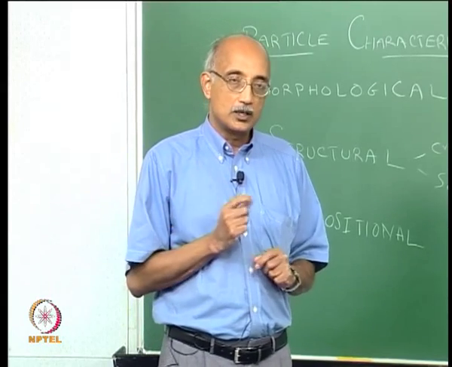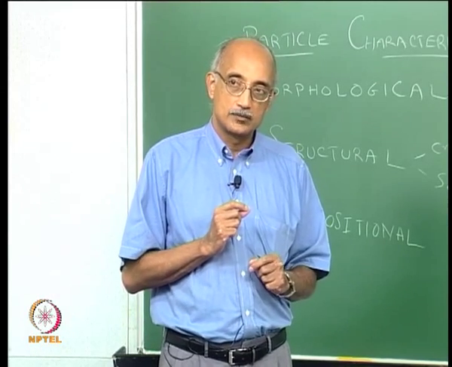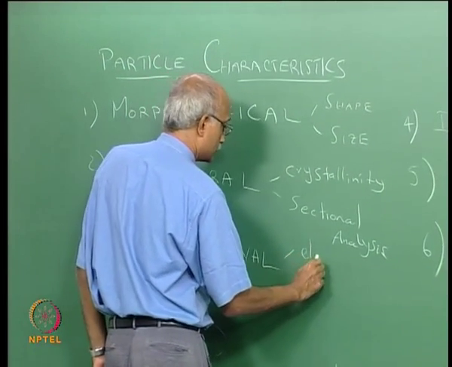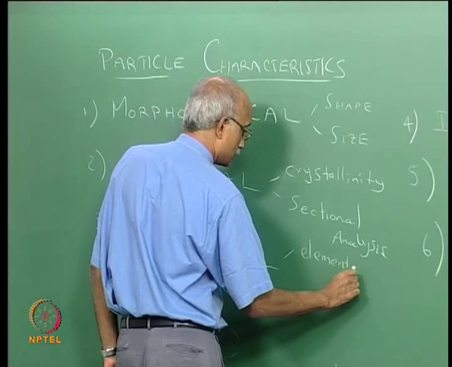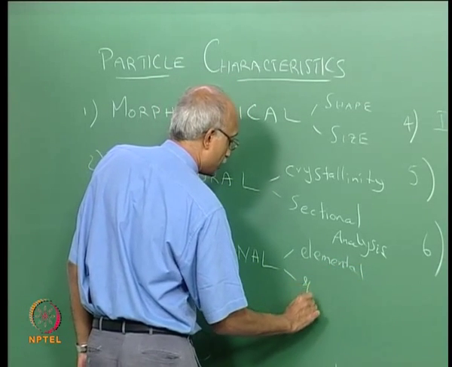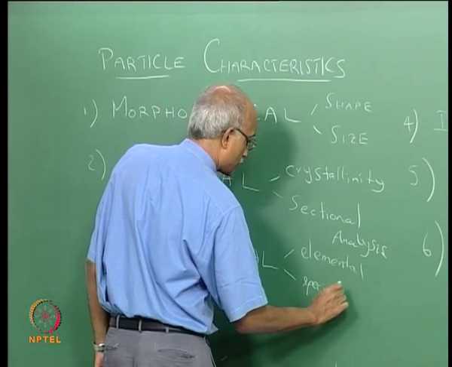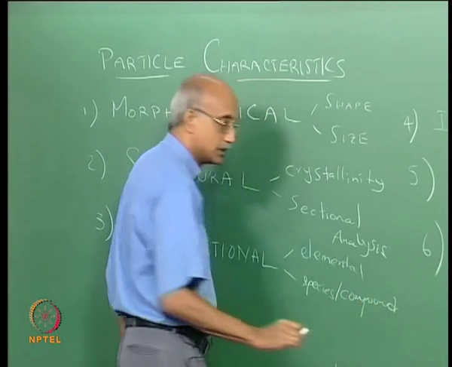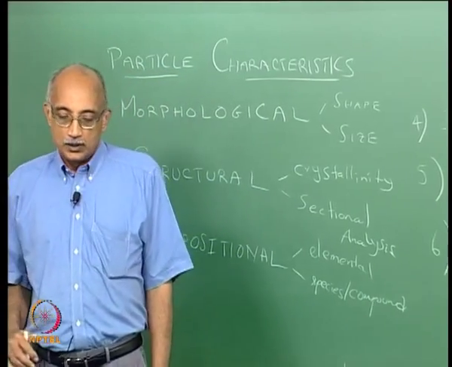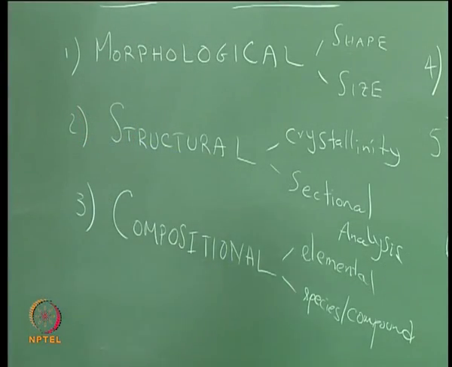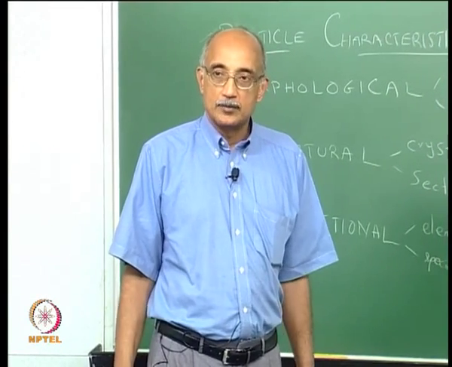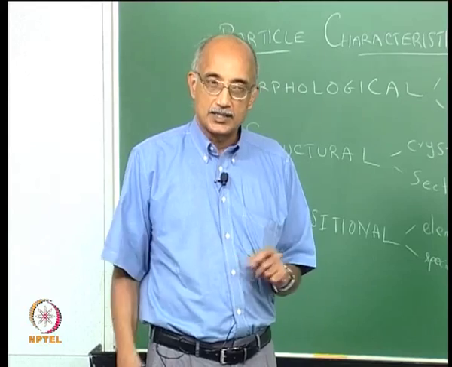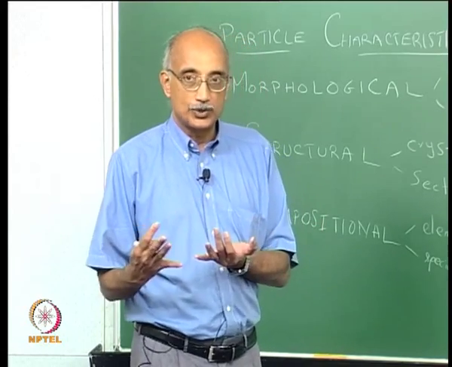So when we talk about chemical composition, we have to distinguish between elemental composition and species/compound identity of the particle. In other words, in many applications, it's not enough for us to say that this particle has aluminum and oxygen. We have to know that it is actually Al2O3, and the same tool may not be able to give you both information.